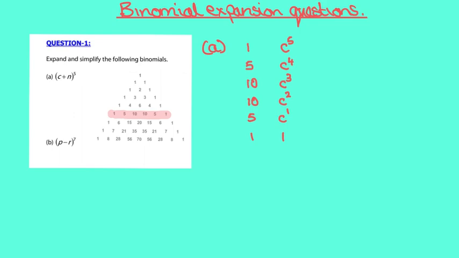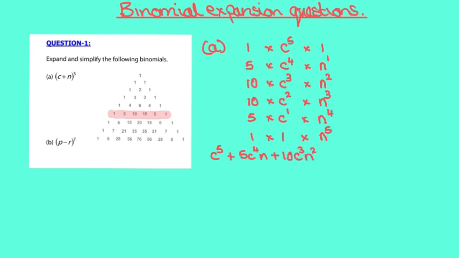Now write down the powers of n. N to the power of 0 is 1. N to the power of 1, n squared, n cubed, n to the power of 4, n to the power of 5. Now multiply across each row to find the final expansion of C plus n to the power of 5. So the expansion is C to the power of 5 plus 5C⁴n plus 10C³n² plus 10C²n³ plus 5Cn⁴ plus n to the power of 5.